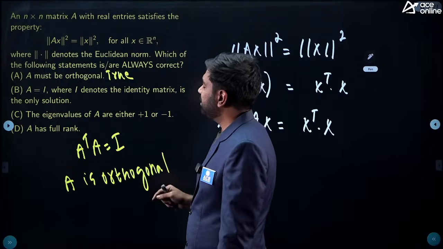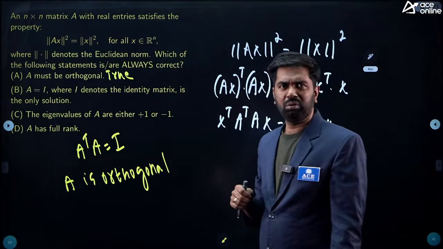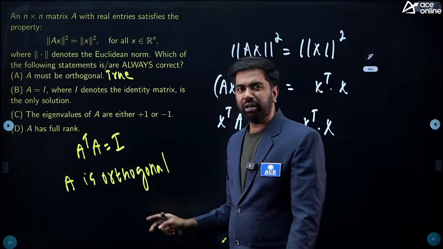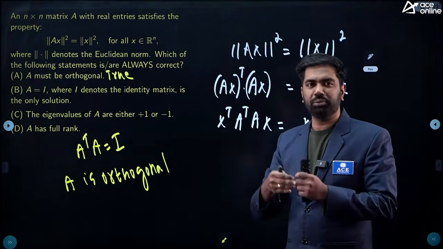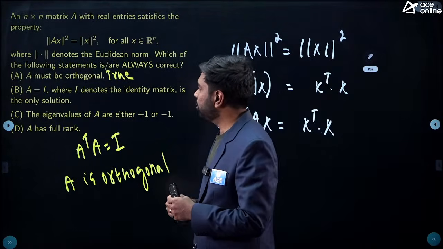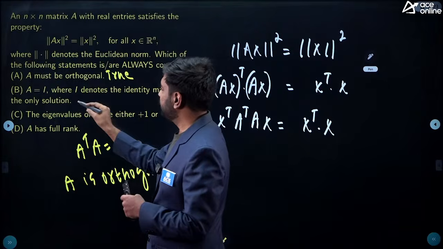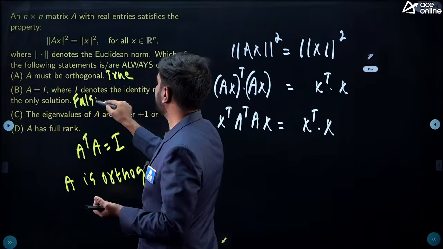Option B says A equal to I, where I denotes the identity matrix, is the only solution. No, it can be any orthogonal matrix. A equal to the identity matrix is one of the solutions. There can be other orthogonal matrices which can satisfy A transpose into A equal to I. So this is not always true. This is a false statement.